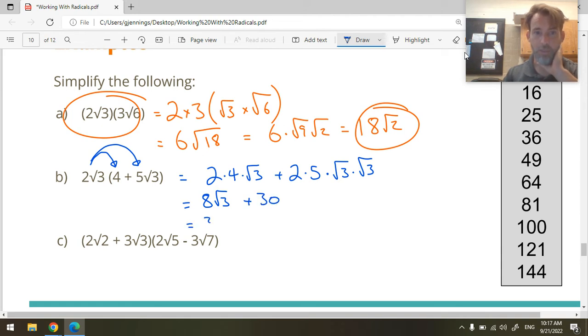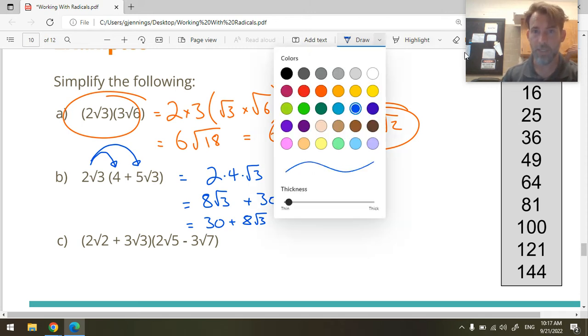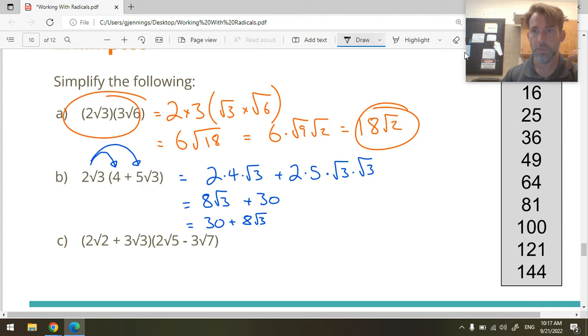And then I would usually write this 30 plus 8 root 3. I usually put the radical part second. I'm not sure if that's standard or not, but it's my habit. So adopt my habits, and then you will have good math habits, I believe.